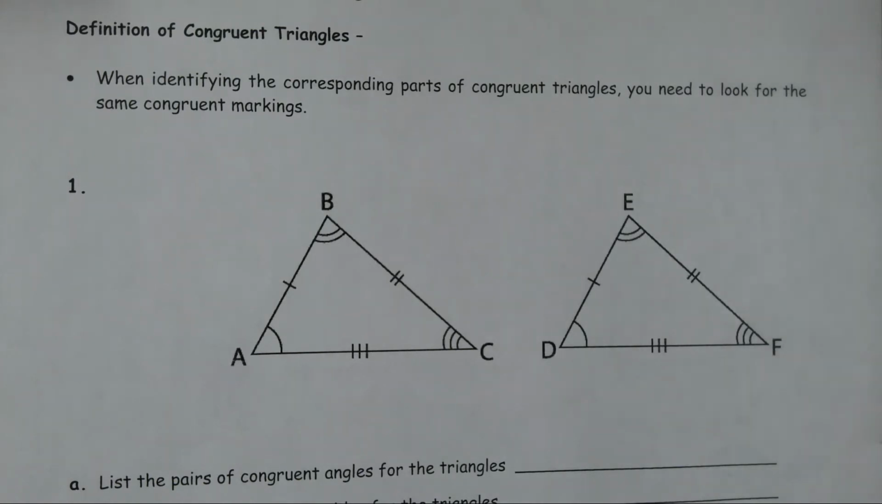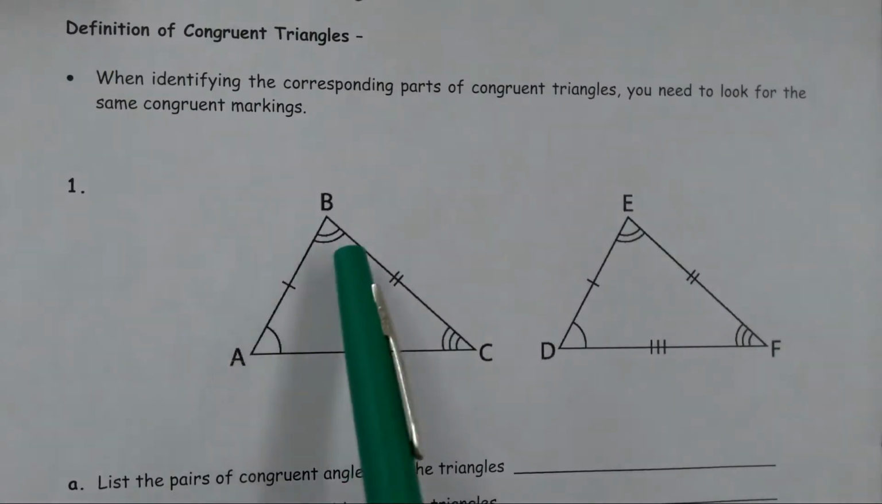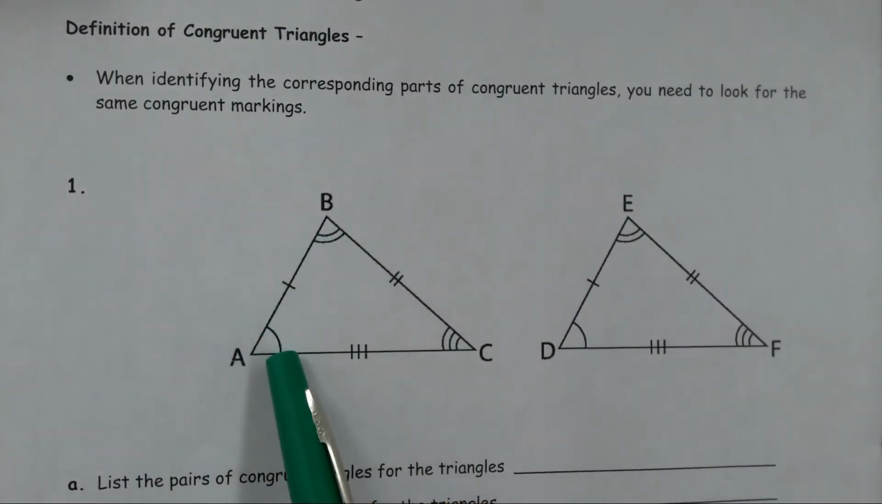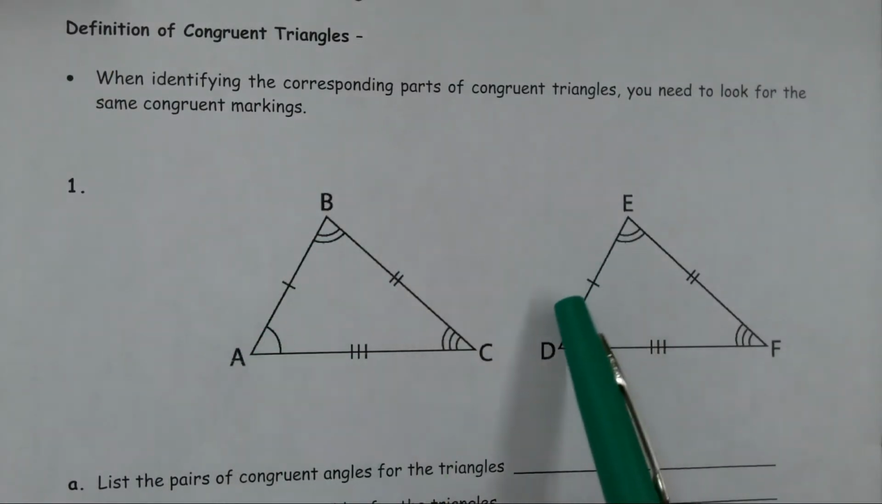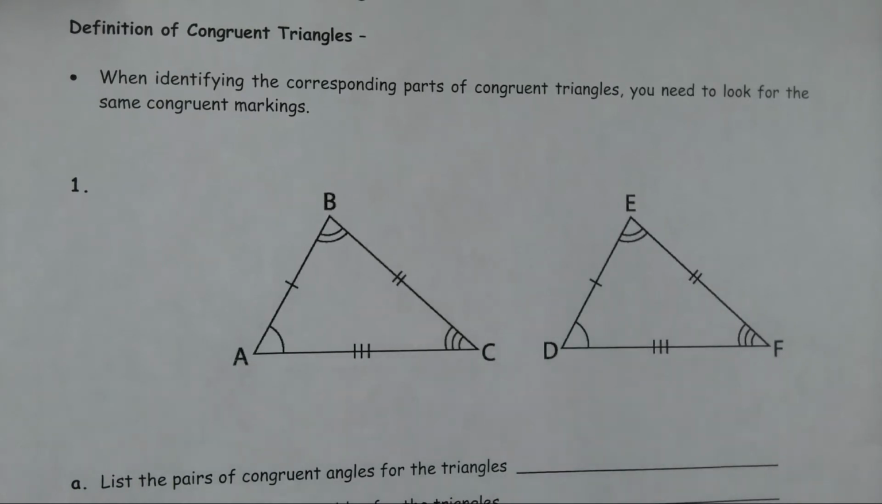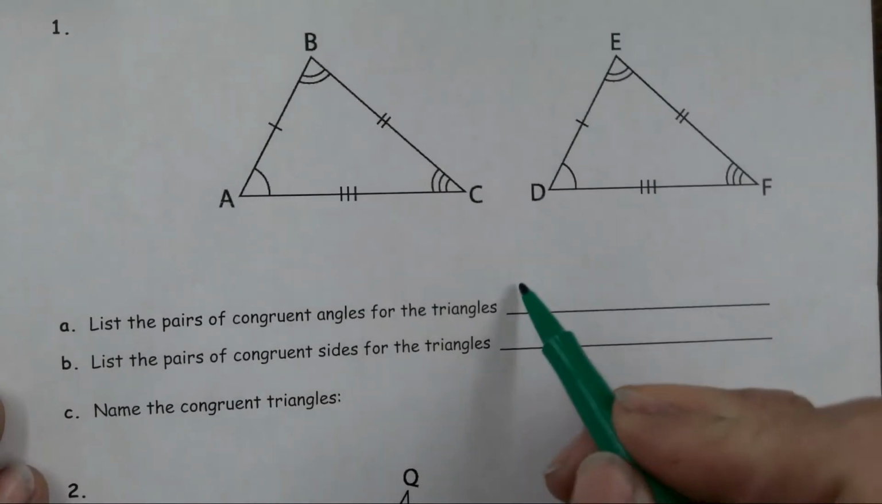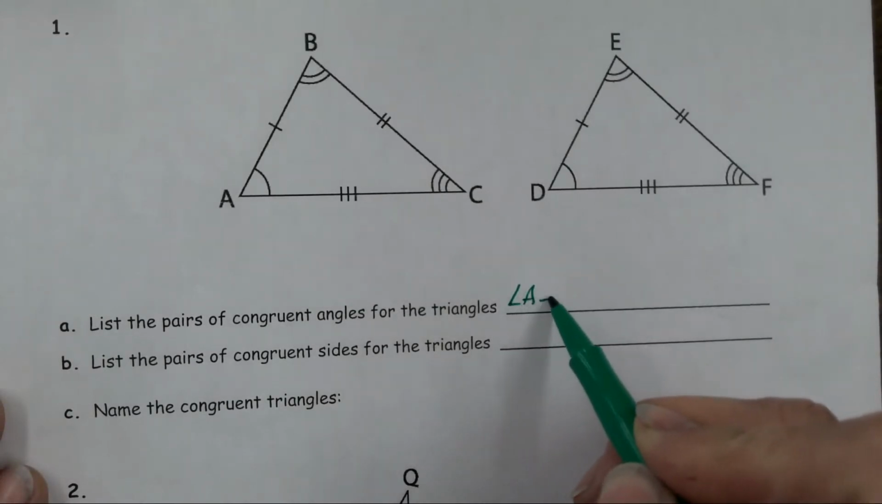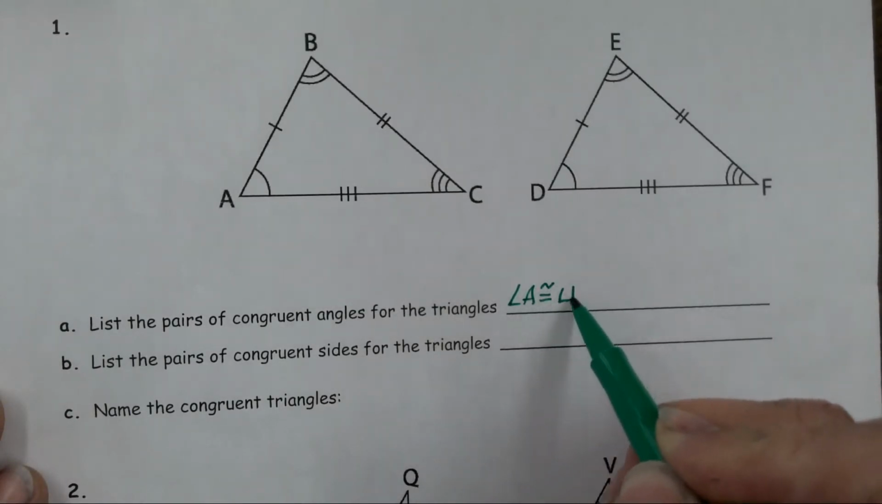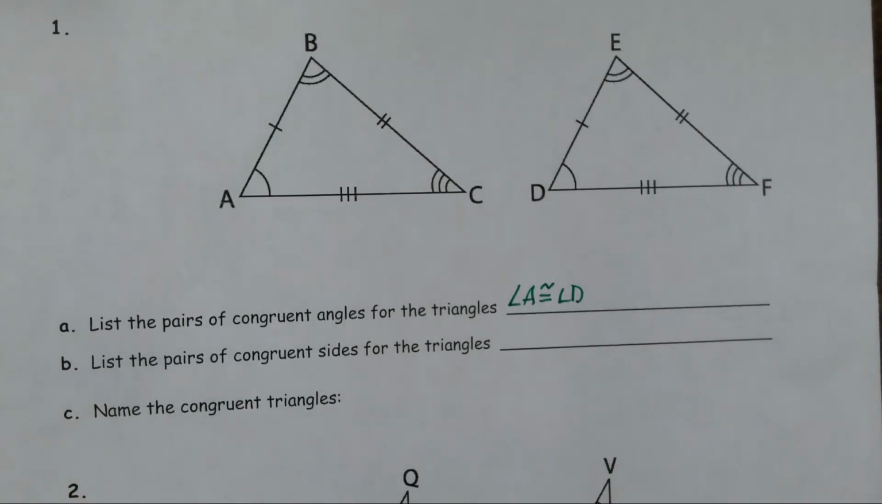Remember I said sometimes a 90-degree angle isn't going to look like a 90-degree angle? And so we have to look at the markings. Because angle A is marked with one swish and angle D is marked with another swish, then we would say down here that angle A is congruent to angle D. Agreed? Good with that?